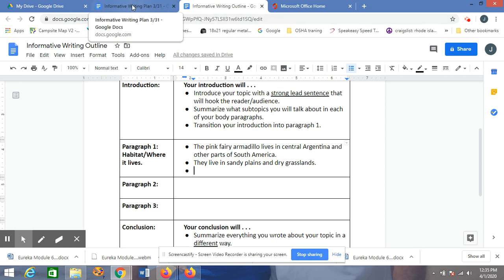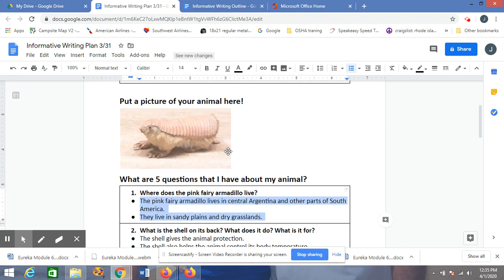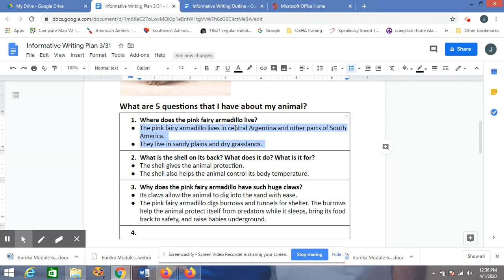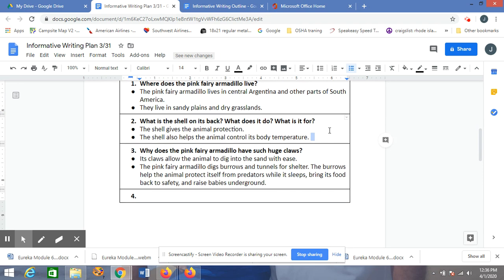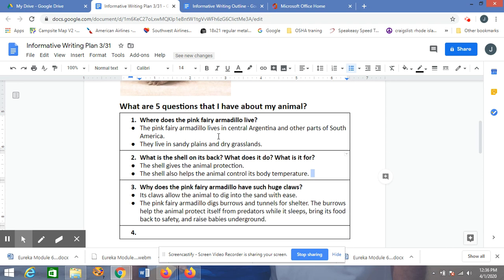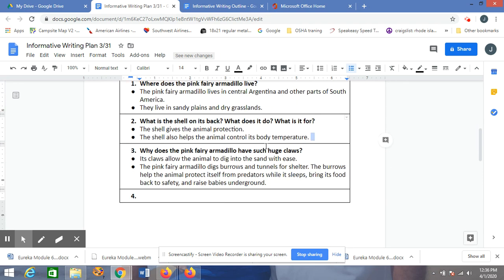But we have 5 questions and we're only writing 3 body paragraphs. I bet some of your questions can be combined together, or I bet you have information in one question that could fit with another question and become a subtopic for your paragraph. Like look at mine, for example. I had, where does the pink fairy armadillo live? And in this one, well, let's go to number 2 first.